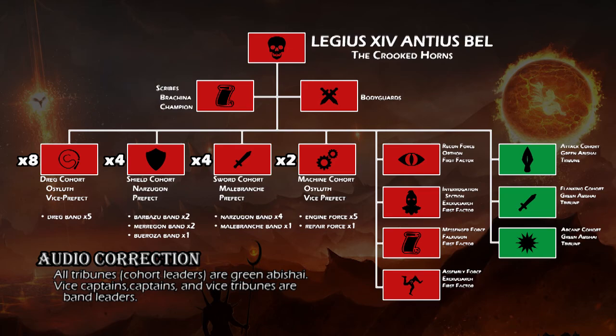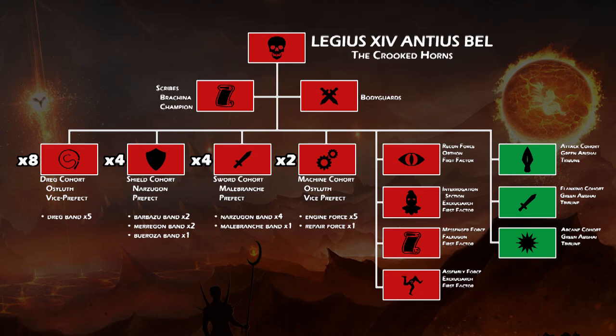The Abishai which accompany the Crooked Horns Legion would have the following cohorts: 12 attack cohorts, each made up of 5 bands of white Abishai and led by a white Abishai vice captain; 8 flanking cohorts, each made up of 5 bands of black Abishai and led by a black Abishai captain; and 1 arcane cohort, made up of 5 bands of green Abishai and with a green Abishai vice tribune. And that altogether is the Crooked Horns Legion, Legius 14 Antius Bell of the 3rd Command.